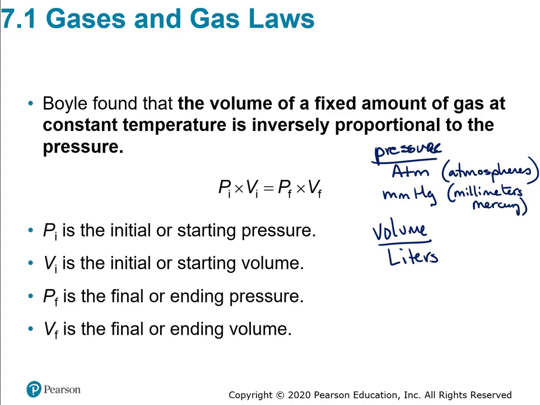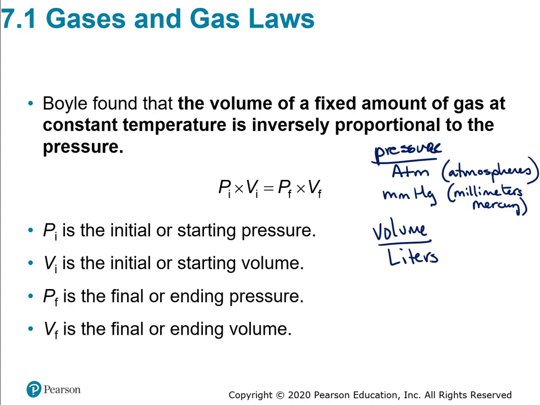Okay, so those are the units to help you identify. If you see ATM or mmHg, you know that's pressure. If you see liters, then you know that that's going to be volume. So in this one, you will always have 3 out of 4 numbers. You've just got to make sure you know which one's which.